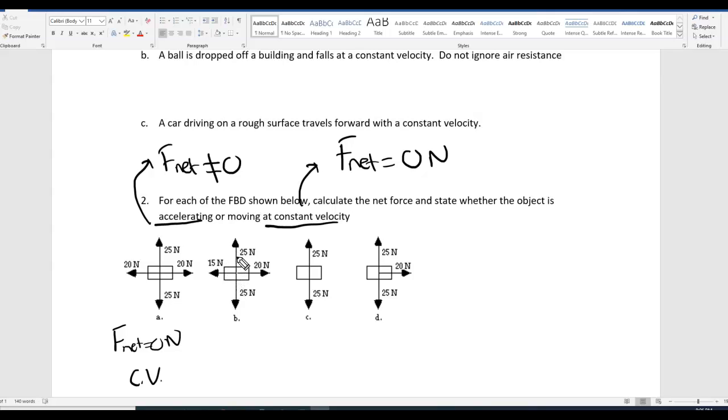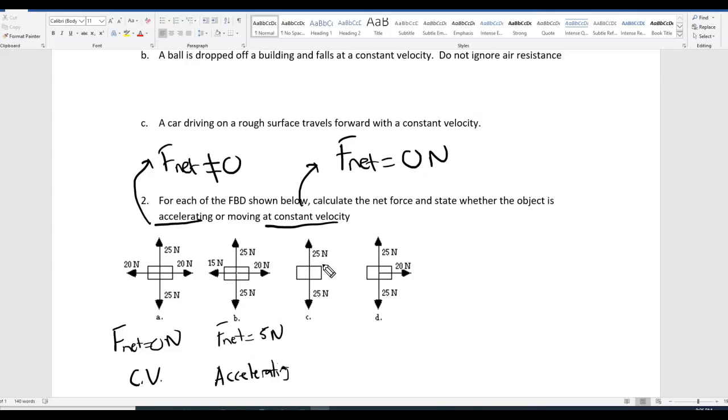For 2B, the 25 and the negative 25 newtons cancel each other out, but now I've got 20 plus negative 15. This is negative 15 because it's going to the left. Now I don't know what these individual forces are, but that doesn't matter. I do know that the net force is going to be 5 newtons to the right, and therefore, because it's not equal to 0, this object is accelerating.